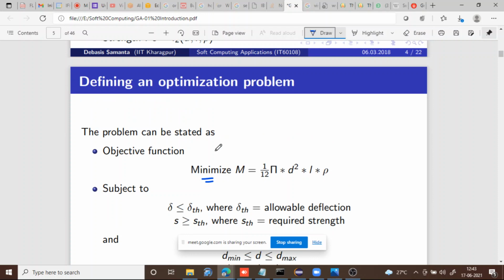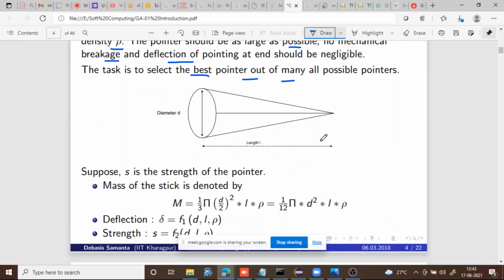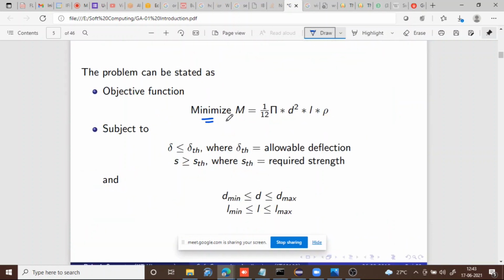We want to minimize. This point should be as small as possible, without any breakage and without any deflection. So that's what we want to do. So it is a minimization problem.